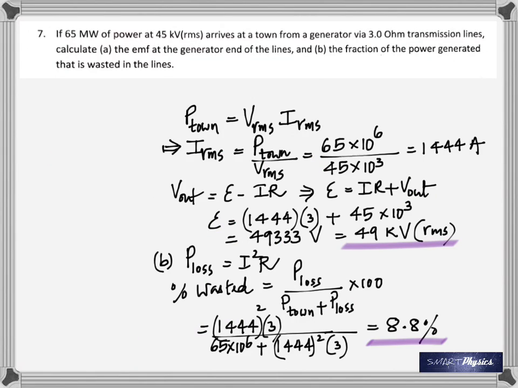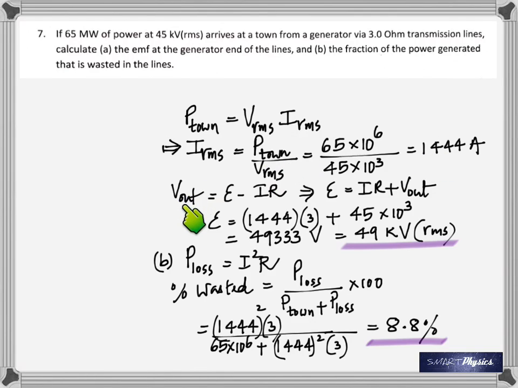In this question, power is to be transmitted from a generator over transmission lines, of course. And you have to find the voltage at the generator end of the lines. The power reaching the town is the product of the RMS voltage and the RMS current, from which we can find the RMS current. That is in megawatts. That's why there is 10 to the 6 that's given. And this is the voltage that is reaching the town. Again, that was kilovolt, so it's 10 to the 3, and then you get the current.